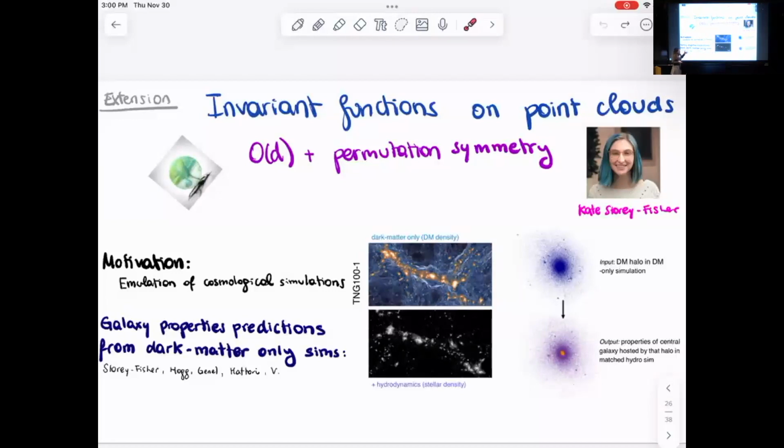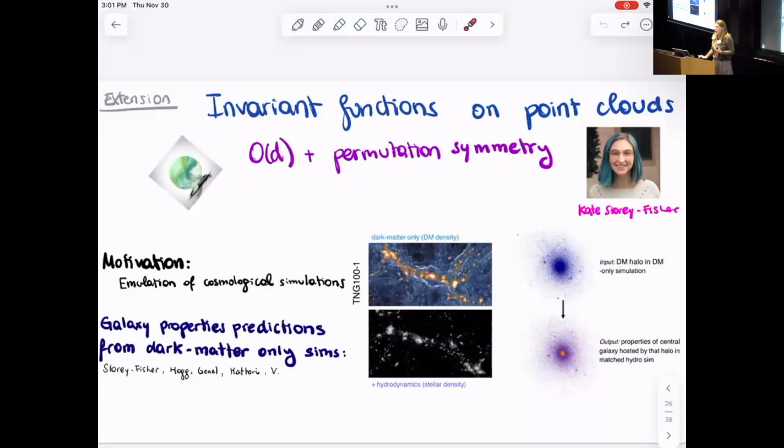And so this regression problem is by nature an invariant function of these point clouds, because you can think of these point clouds as something where, first of all, the points are exchangeable. So there's a permutation symmetry, and also the orientation of the point cloud doesn't really matter that much. So it's also rotation invariant. So we have this O(D) plus permutation symmetry.